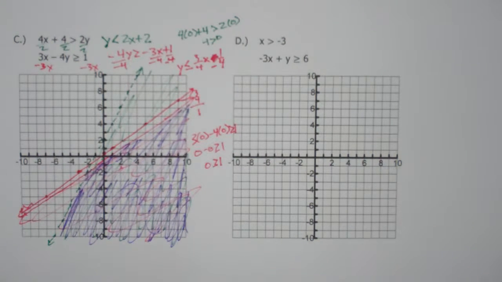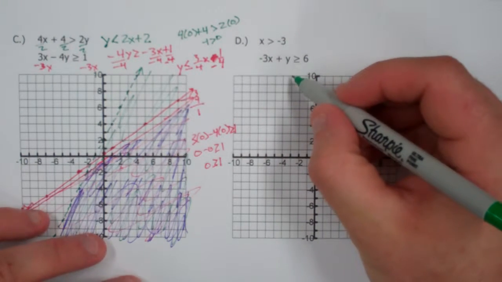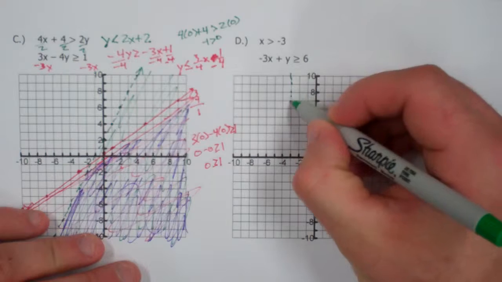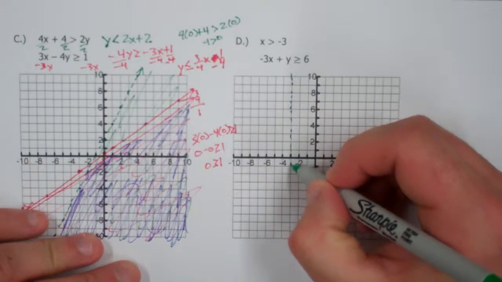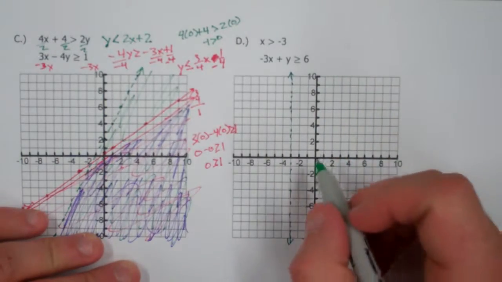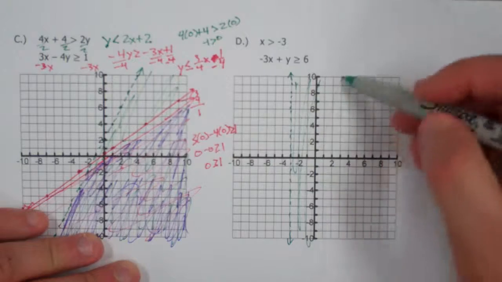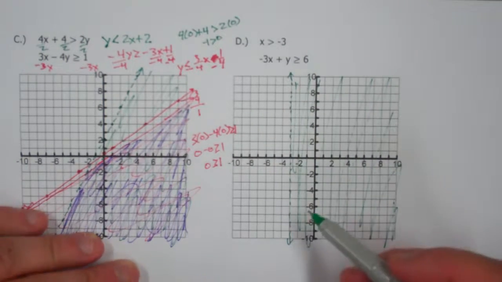X is greater than -3. Well, that's an easy one. So x is -3 is a vertical line that passes right through -3 here. And x is greater than, so we want all the x's that are bigger. So those are over here. Yes, those aren't too bad.